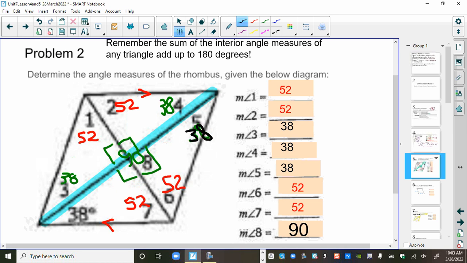I'm going to make this 38 a little darker for angle 5. But yeah, angle 3, 38 because that diagonal bisects. This angle right here is 90 because it's a right angle. So then the last one is 180 minus 128. Or you could even say 90 minus 38, because you already have 90. The other two have to add up to 90 as well. There you go. That's all you need to do for that problem.